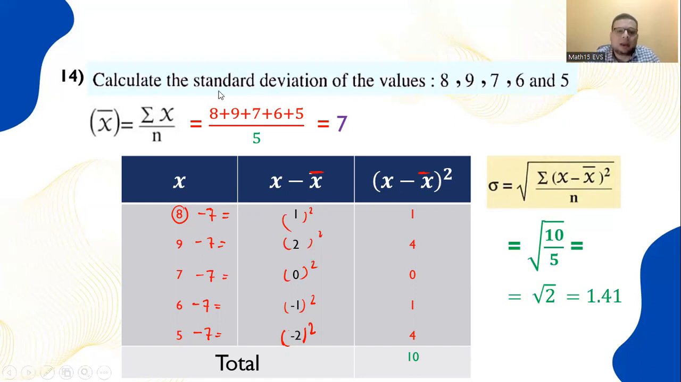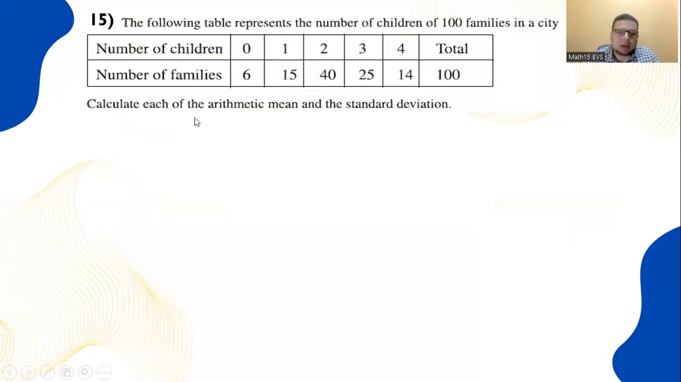But if you need to find the standard deviation and you have a frequency table, not values, you will make not 3 columns, you will make more fixed columns like this. The following table represents the number of children of 100 families in a city. The number of children here 0, 1, 2, 3, 4, and the number of families 6, 15, 40, 25, 14, and the total 100. Calculate each of the arithmetic mean and the standard deviation. The arithmetic mean is x bar, and the standard deviation is sigma.